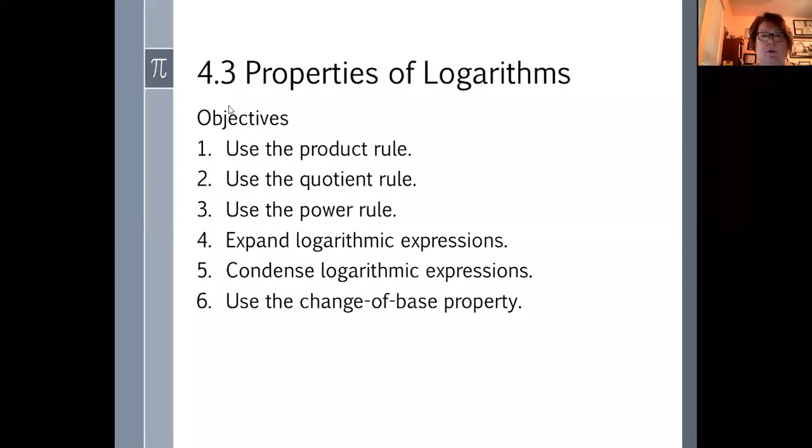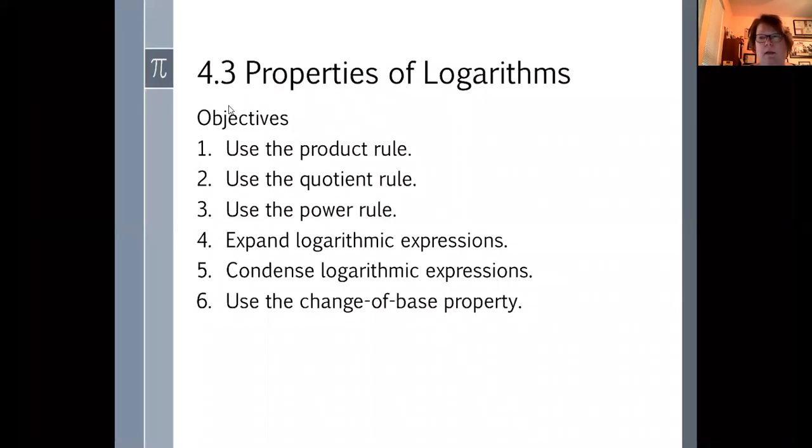In this section, we are going to be looking at some properties of logarithms. The first property we are going to look at is called the product rule. The second property is the quotient rule. The third property is the power rule. Then we will use these three properties to first expand logarithmic expressions. Then we'll use these three properties to condense logarithmic expressions.